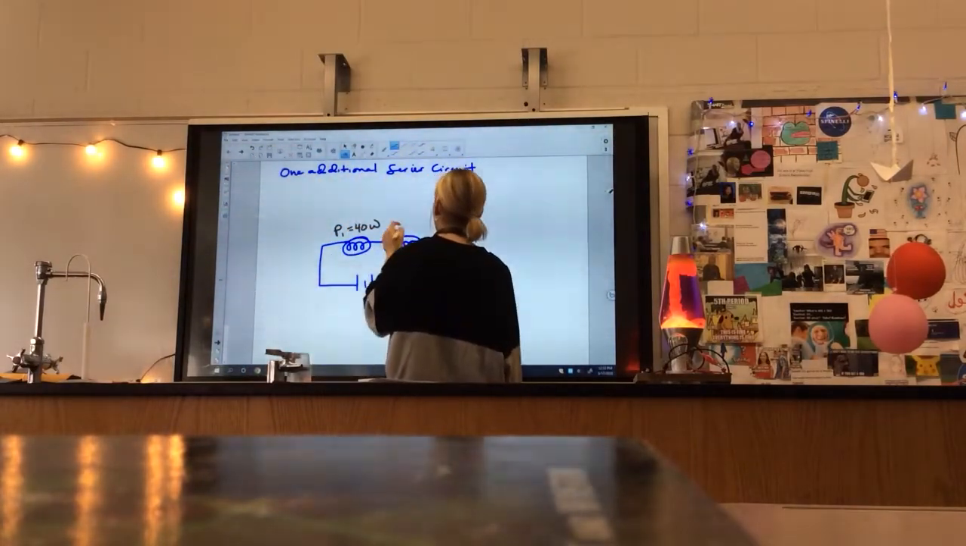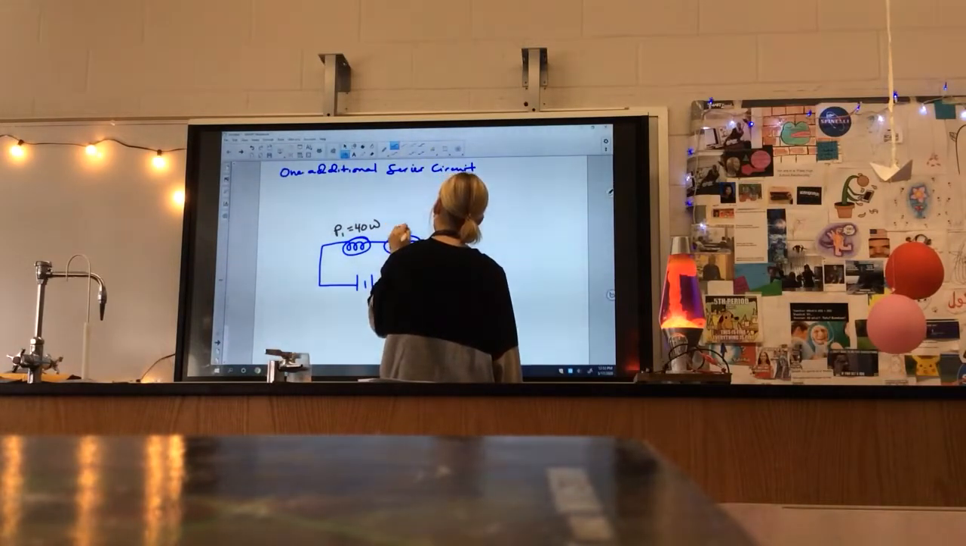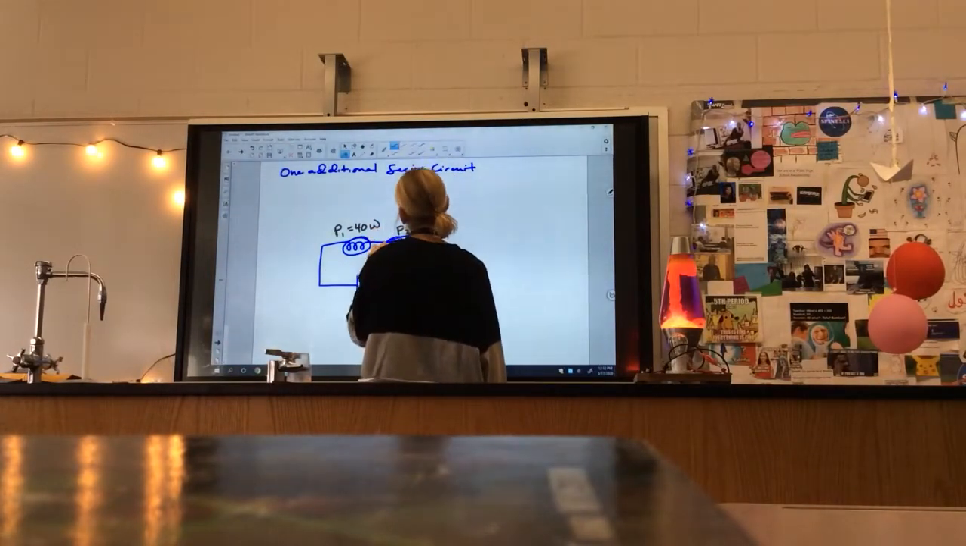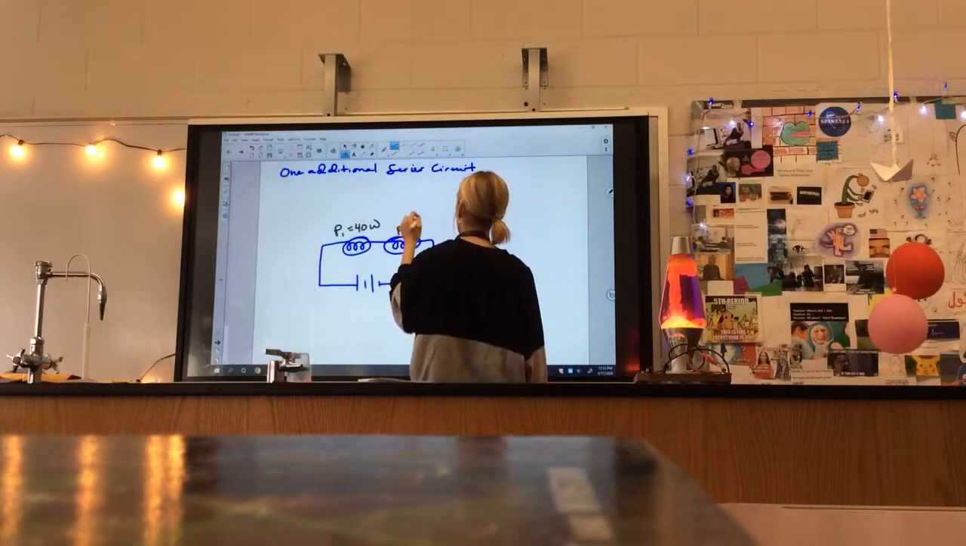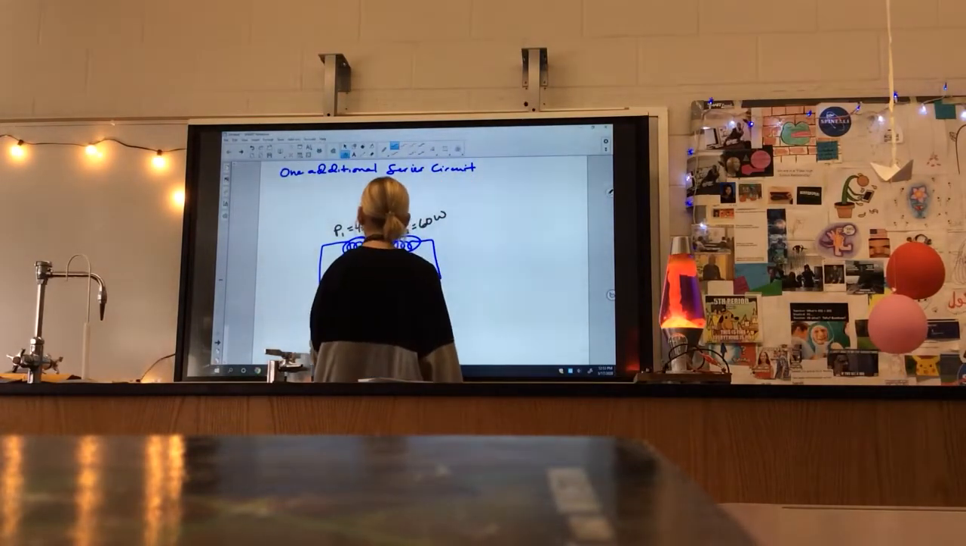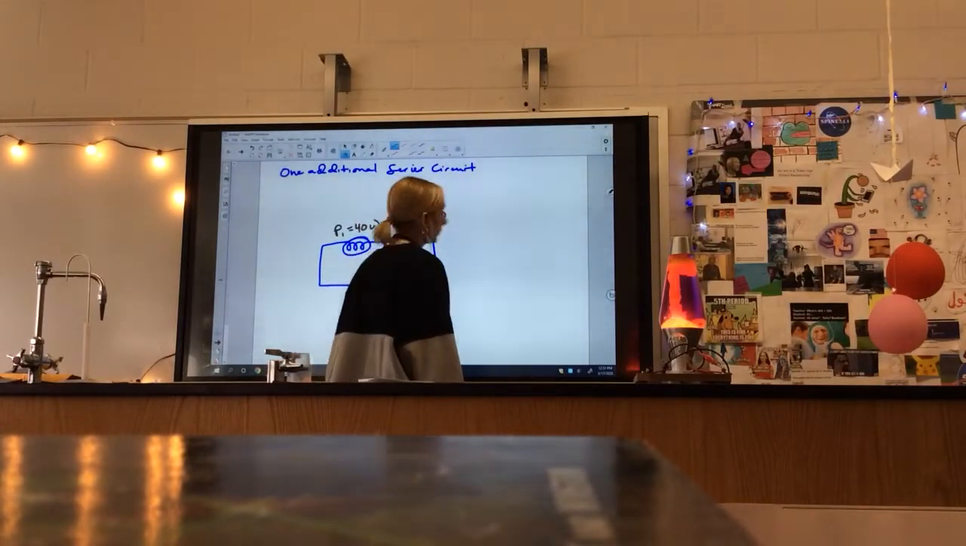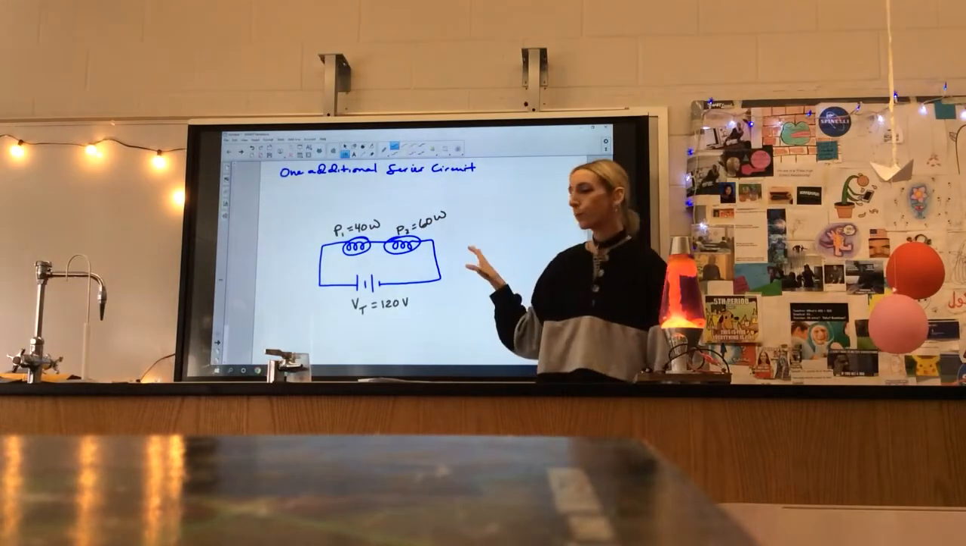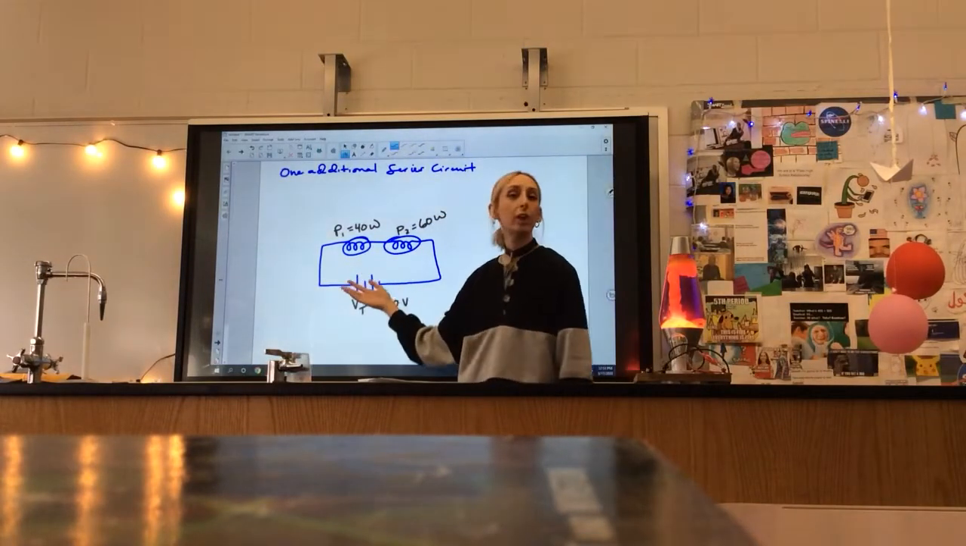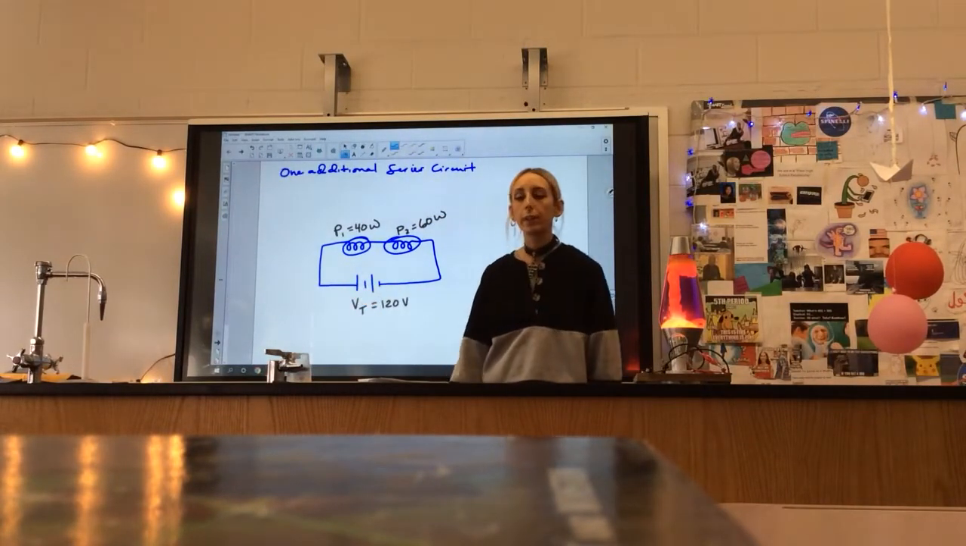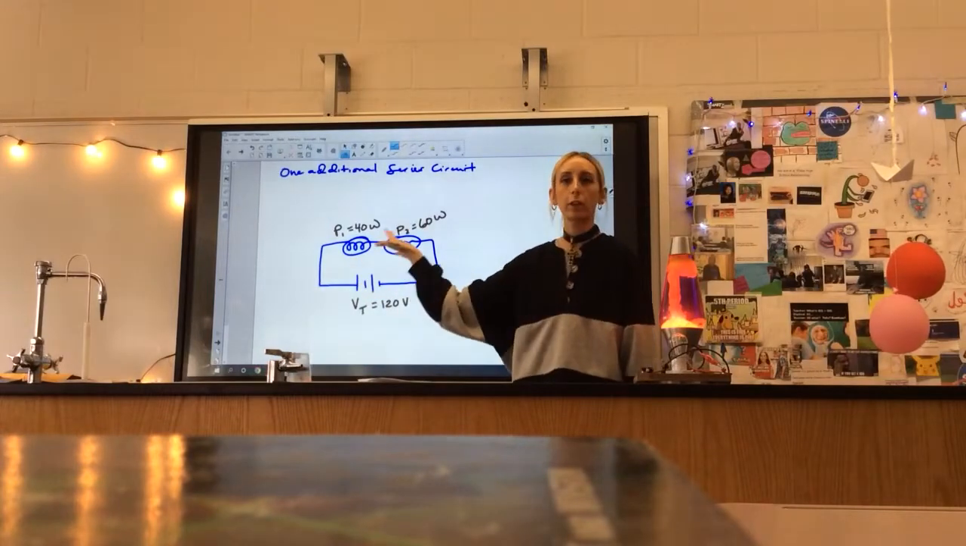And I'll give you the power rating of 2, which is going to be 60 watts. And I'll tell you that the voltage source is still 120 volts. Please be prepared in the future. Maybe I won't tell you the voltage, but again, you just utilize that chart as a tool and you should be in great shape.